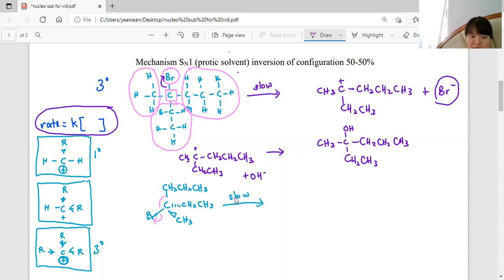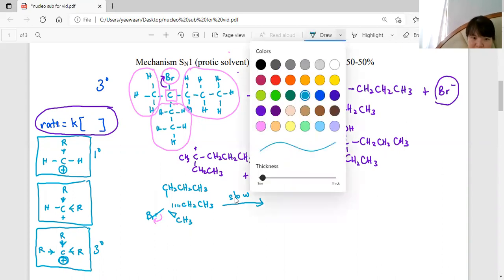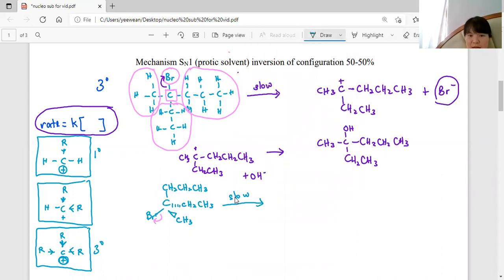It's going to break. Heterolytic fission there. Let me erase the angle here. And what's going to happen is it's going to form something that has 3 bond pairs, which means it's going to be trigonal planar. So the intermediate here is trigonal planar. So I'm going to draw that.